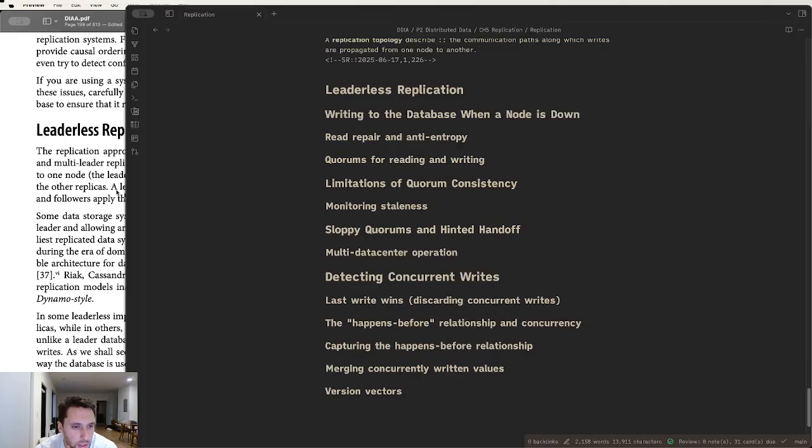In some leaderless implementations, the client sends its writes to several replicas, while in others, a coordinator node does this on behalf of the client. However, unlike a leader database, the coordinator does not enforce a particular ordering of writes. As we shall see, the difference in design has profound consequences for the way the database is used.